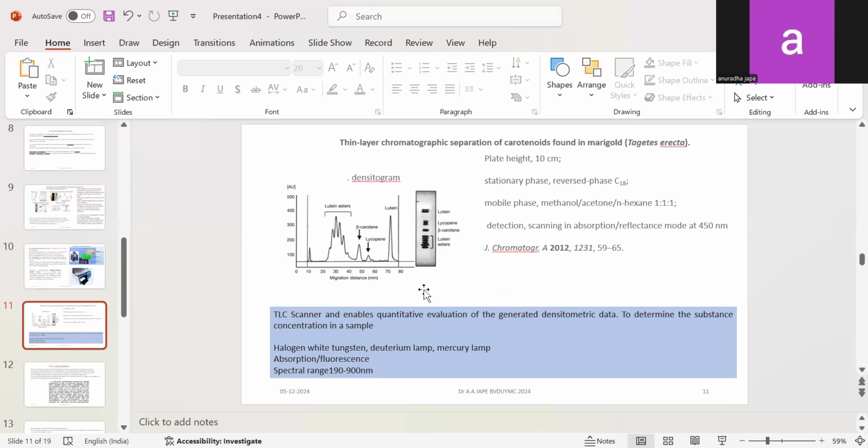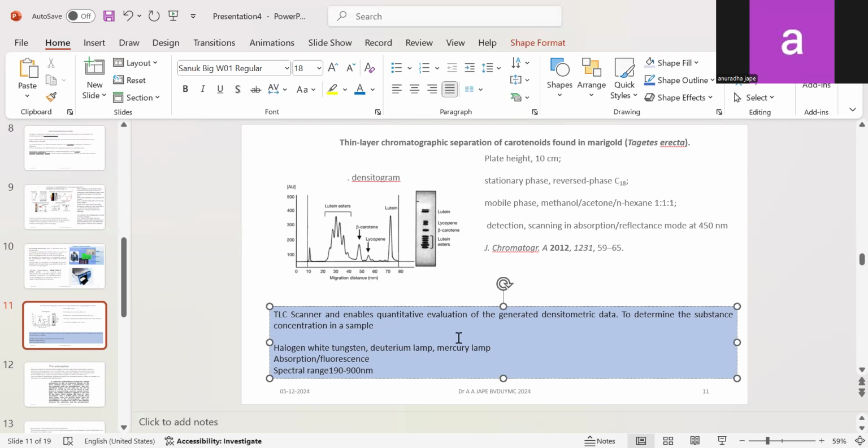When you are seeing it, it can be connected to instruments which will give you graphical data related to that. So very well you can see here lutein, lycopene, beta carotene, and lutein esters; they are separated. There are very sharp peaks of certain analytes, including beta carotene, and here is a mixture of lutein esters which are not properly separated.